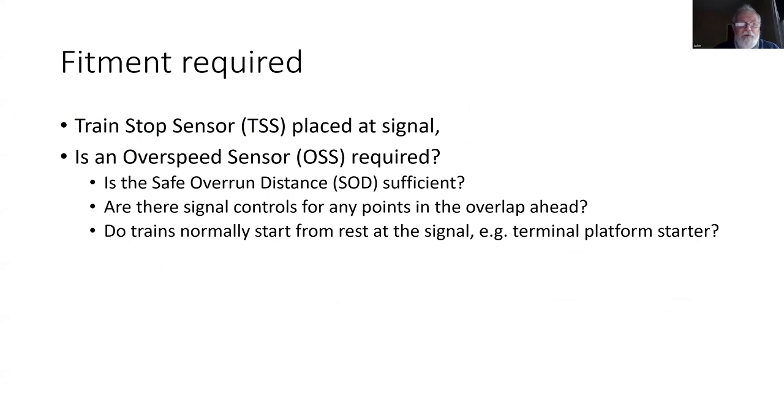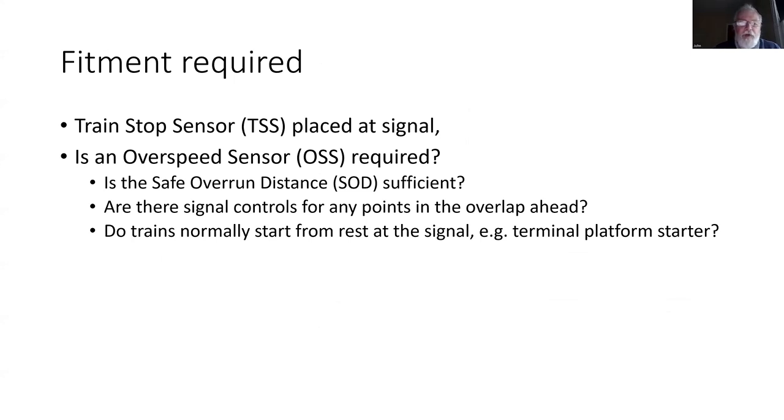So once it was established that fitment was required, the first thing is that a train stop sensor is placed at the signal. The train stop sensor consists of two loops, energized when the signal is at red, transmitting two different frequencies, and when the train reads the first frequency and then at the same time reads the second frequency, it will apply the brakes.